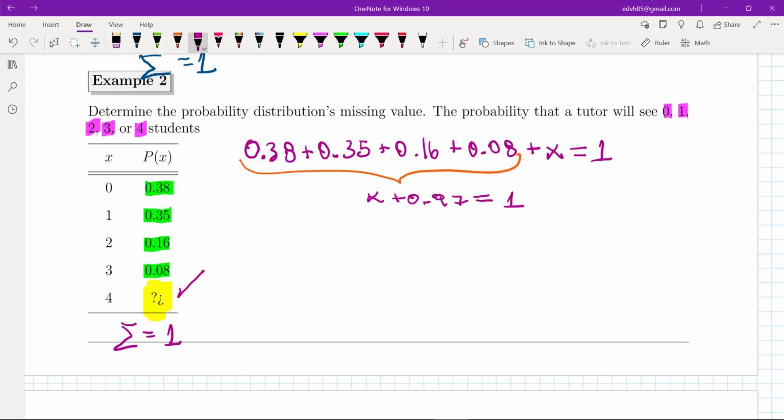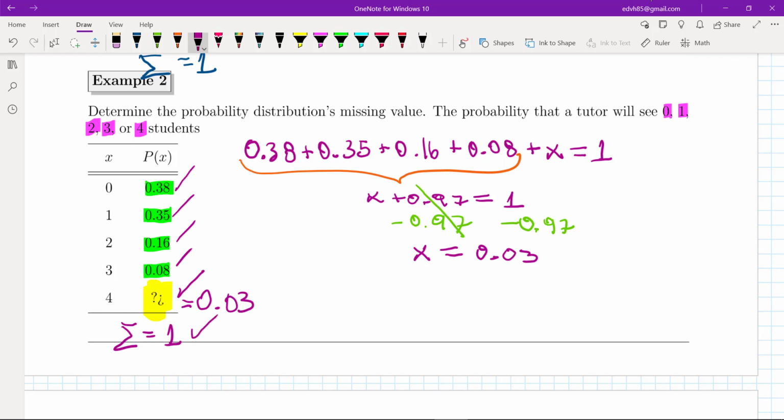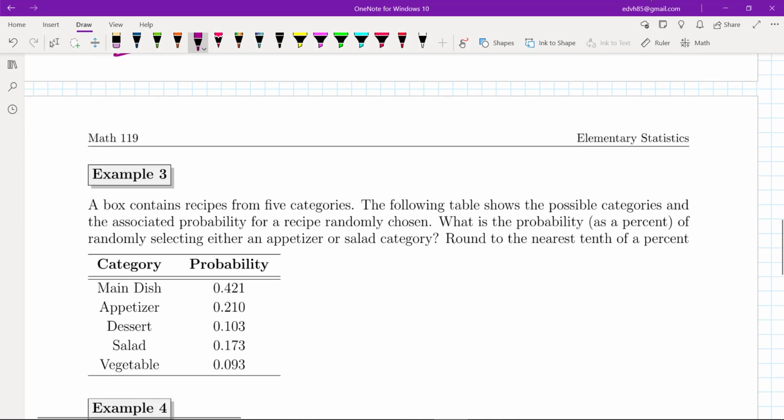And all we need to do here is solve this baby equation for x by subtracting 0.97 on both sides. Cancel, and x equals 0.03. So this right here has to be 0.03 in order for when we add these 5 numbers, the total sum equals 1, and therefore this describes a probability distribution. Let's look at another example.